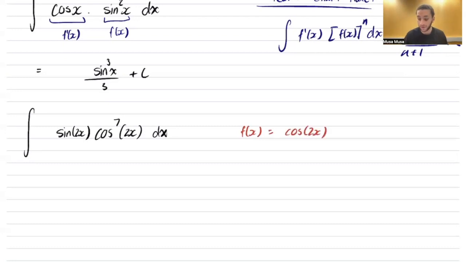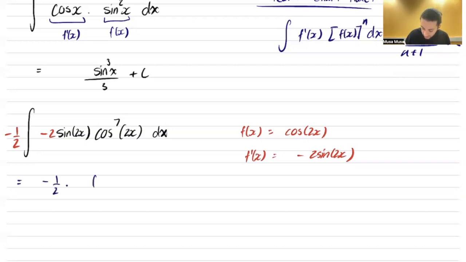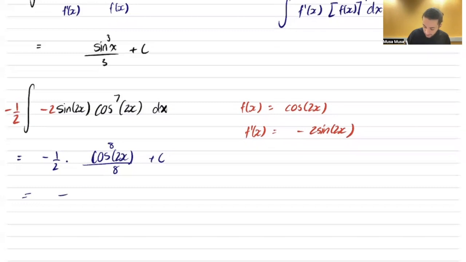I need to ensure that in order to apply this rule, I have f dash x present, so the derivative. The derivative of cos 2x is minus 2 sine 2x. So it seems like I'm missing the minus 2, so I'll put a minus a half. And now I feel like we've got it all. We have f dash x, we have f of x put to the power of 7. So this is just going to equal minus a half times cos 2x to the power of 8 divided by 8 plus c. So minus 1 on 16 cos to the 8 2x plus c.